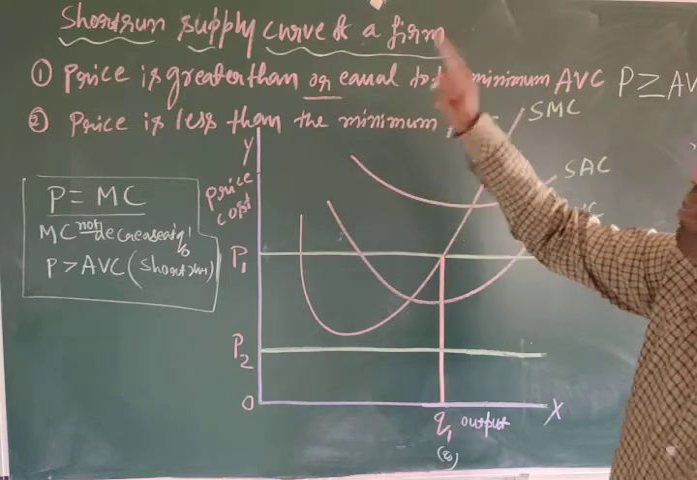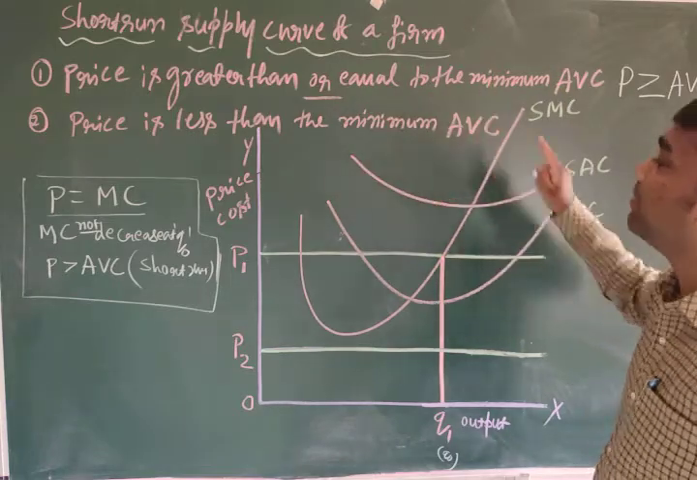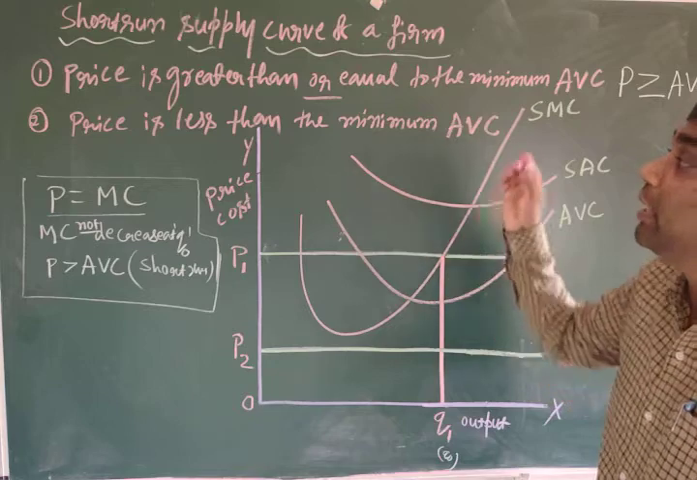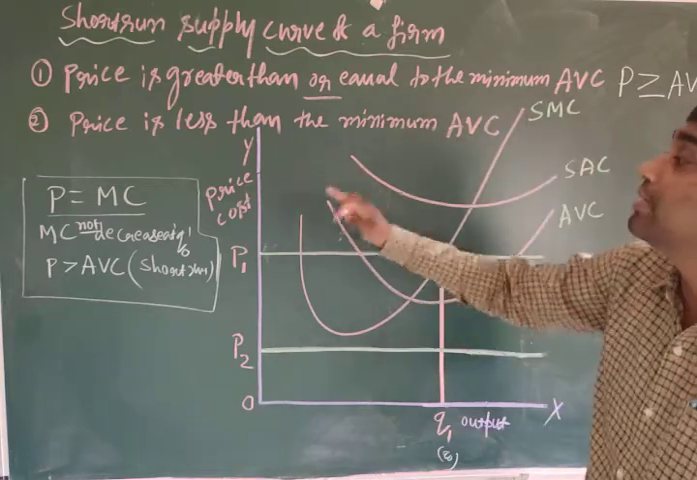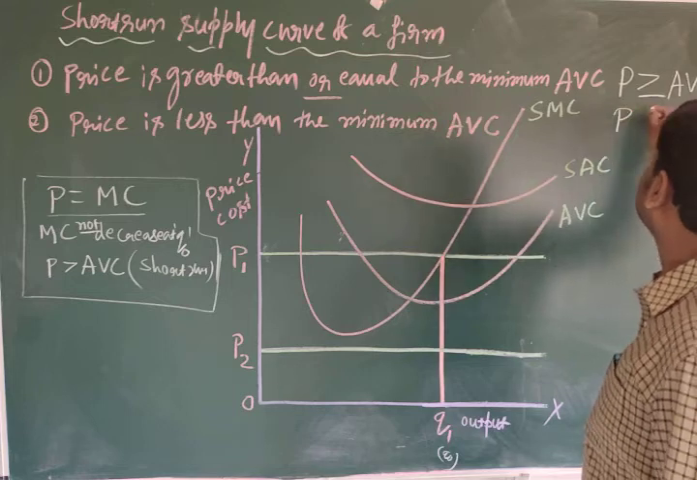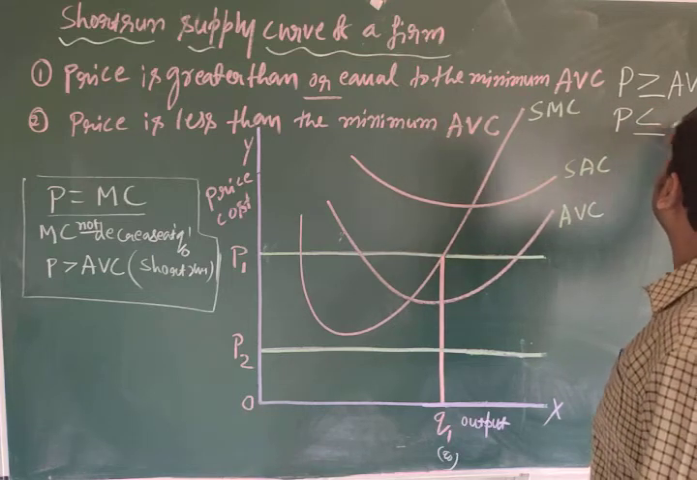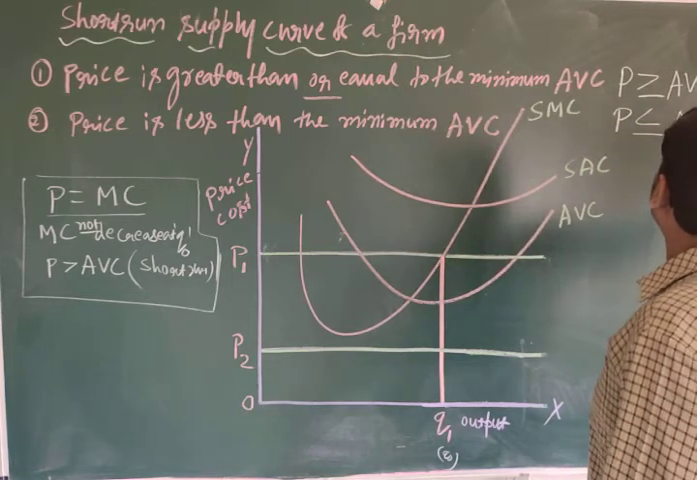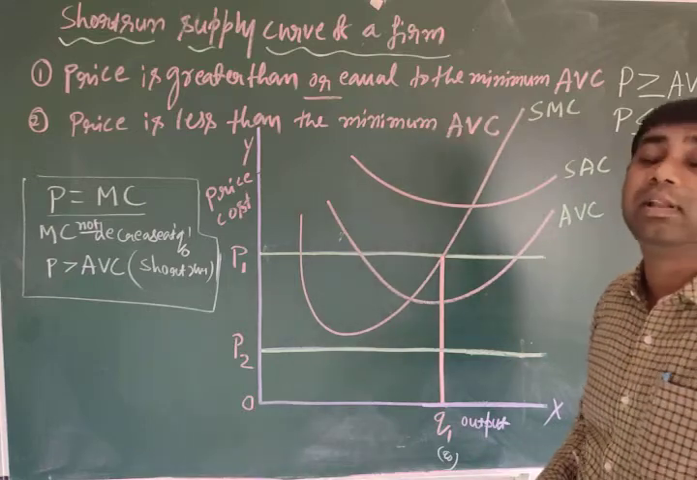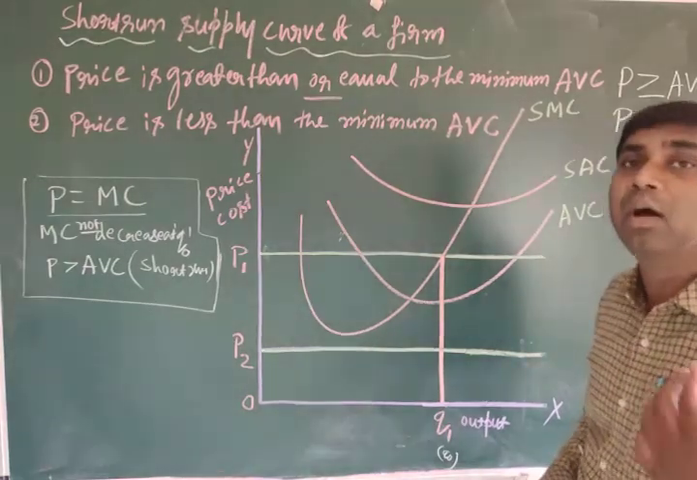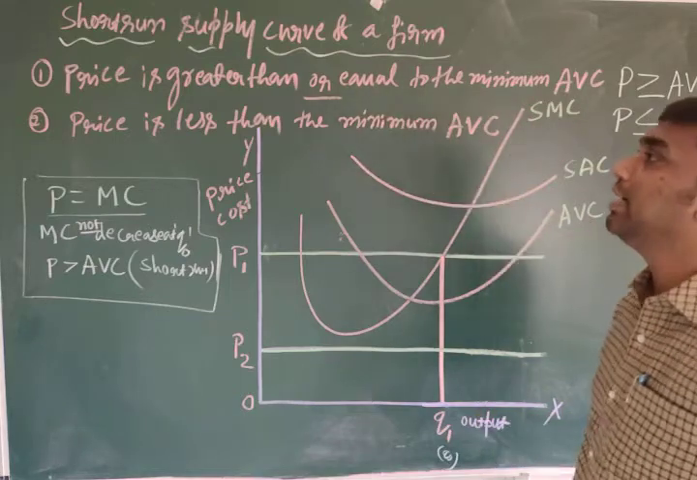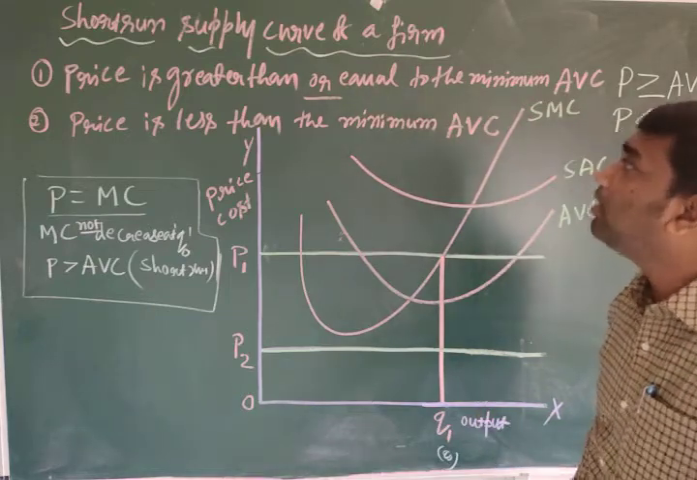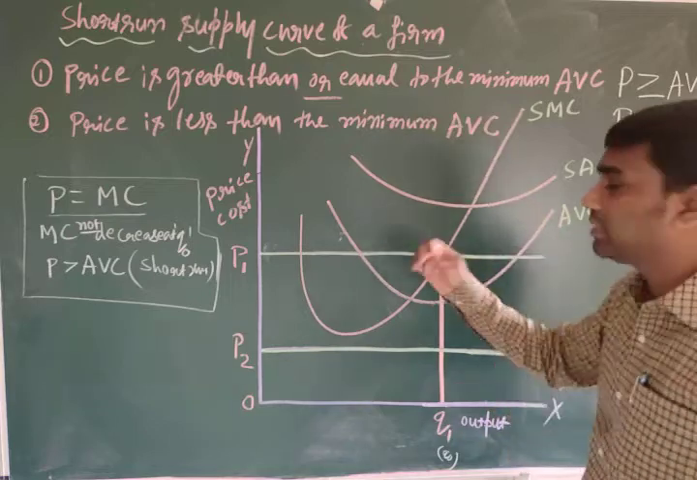The second condition is price is less than the minimum AVC. What will happen if the price is greater than or equal to the minimum AVC, and what will happen if the price is less than the minimum AVC? Whether the firm will get profit maximization or not, we have to check. First we check price greater than or equal to the minimum AVC in this diagram.